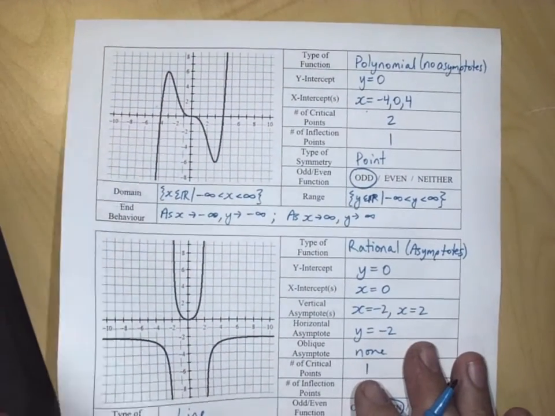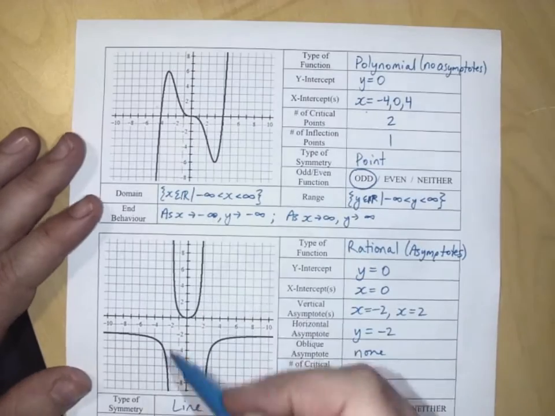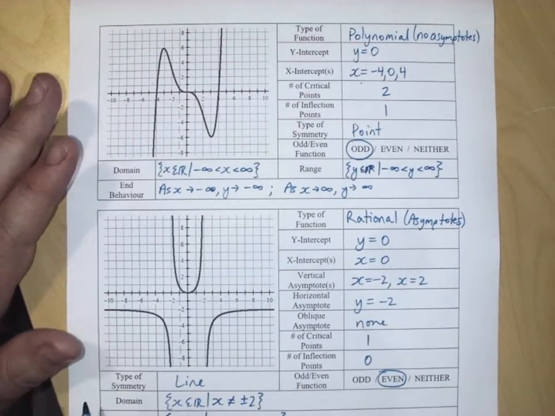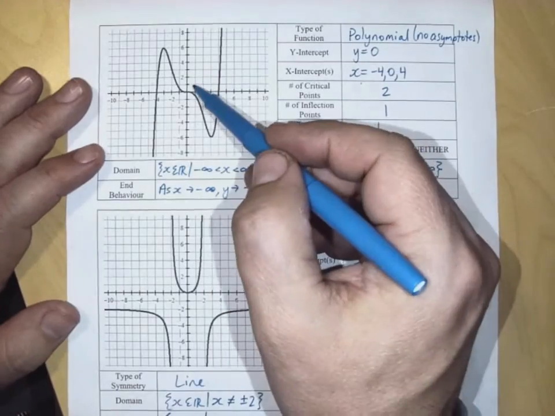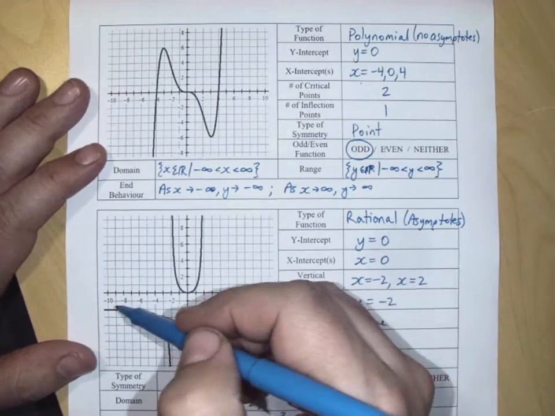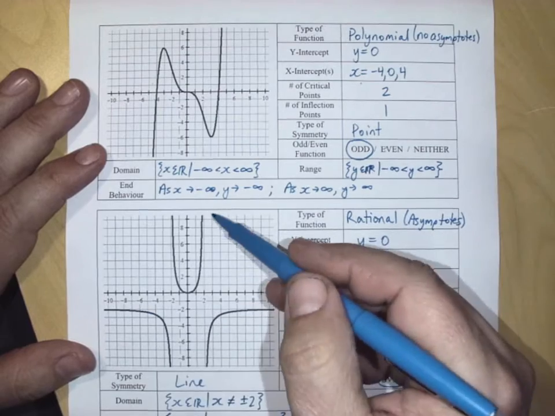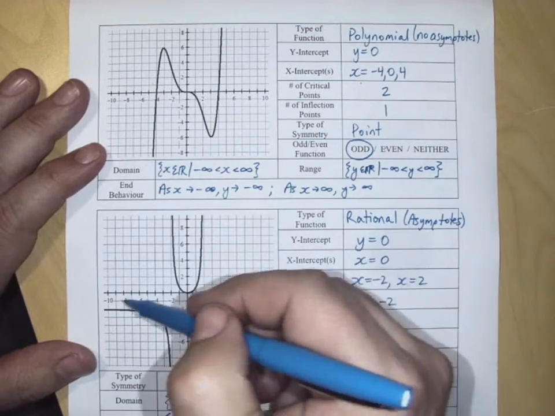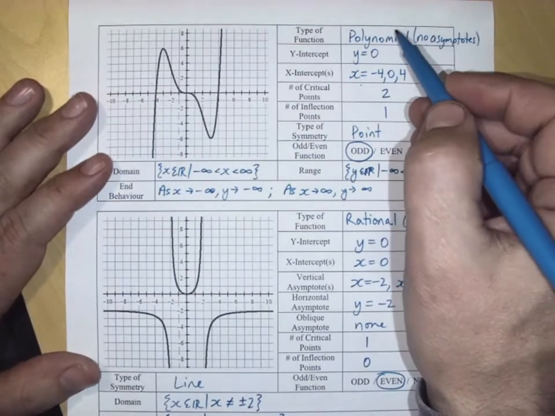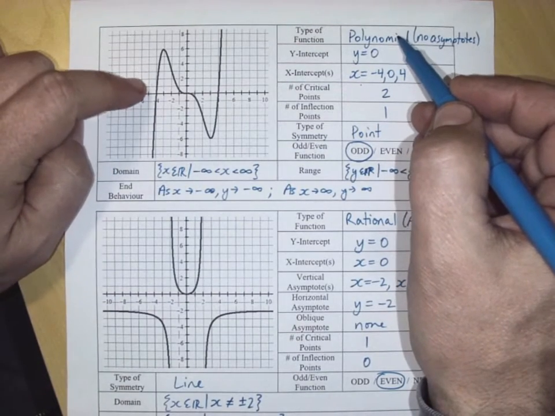Next and last, we have 2 graphs here, and I want you to know how to distinguish between the 2. I'm looking at these 2 graphs, and I notice right off the bat that the second graph is the one that has asymptotes. I see a vertical asymptote, I see a horizontal asymptote here. The first graph does not have any asymptotes. So this function is definitely polynomial.